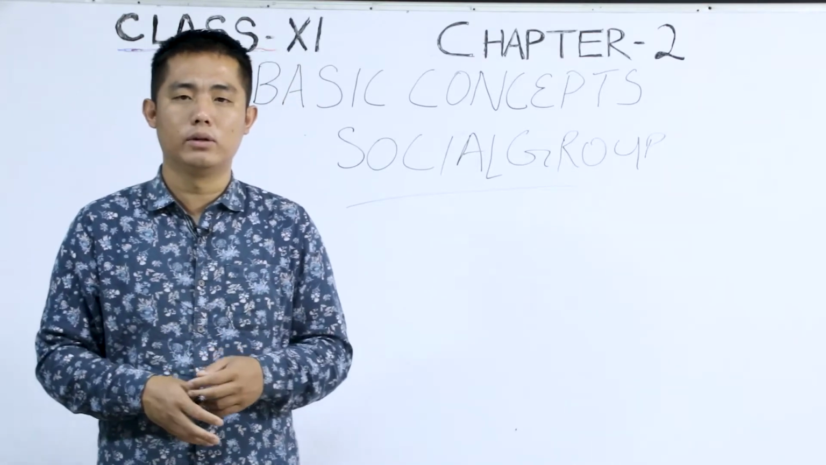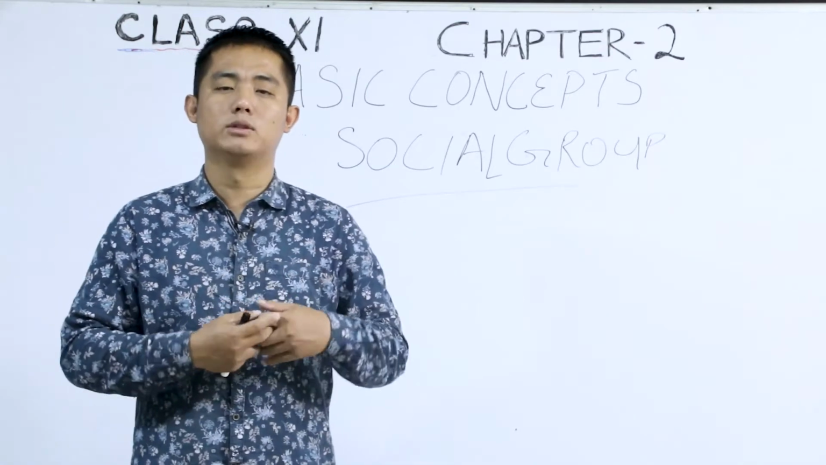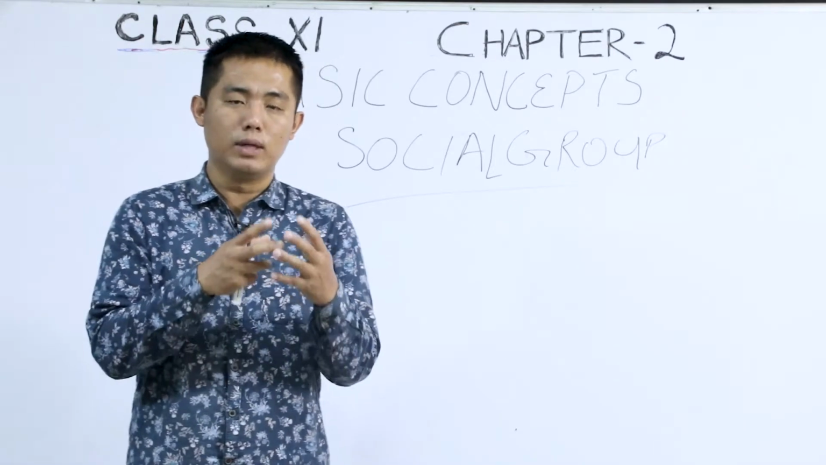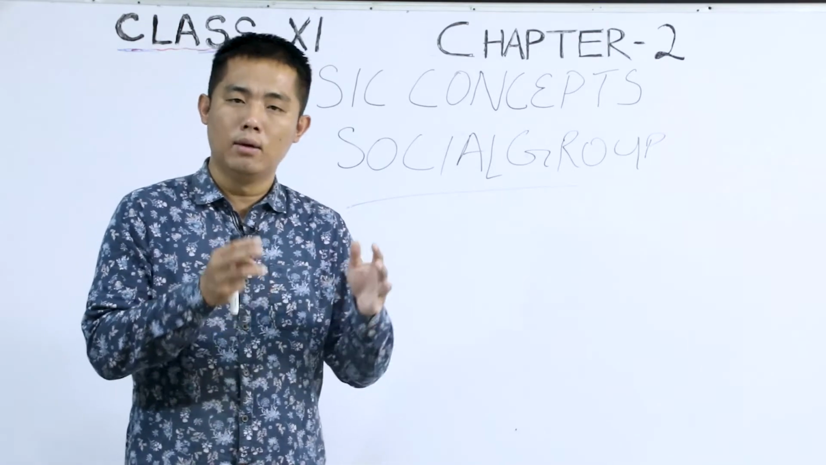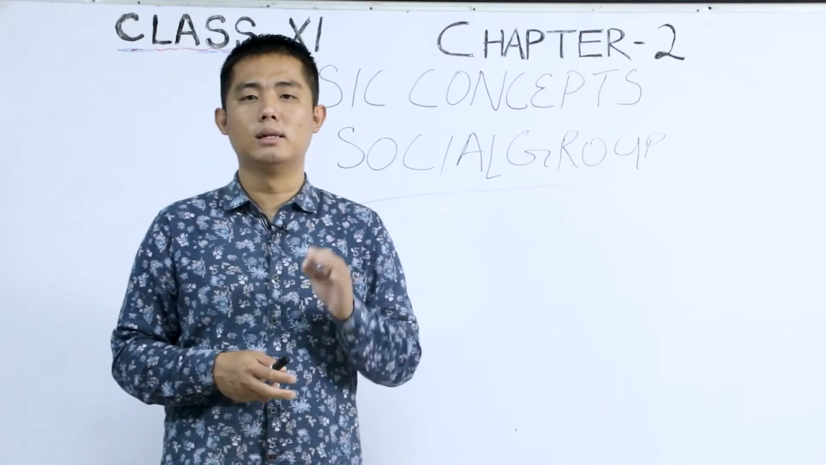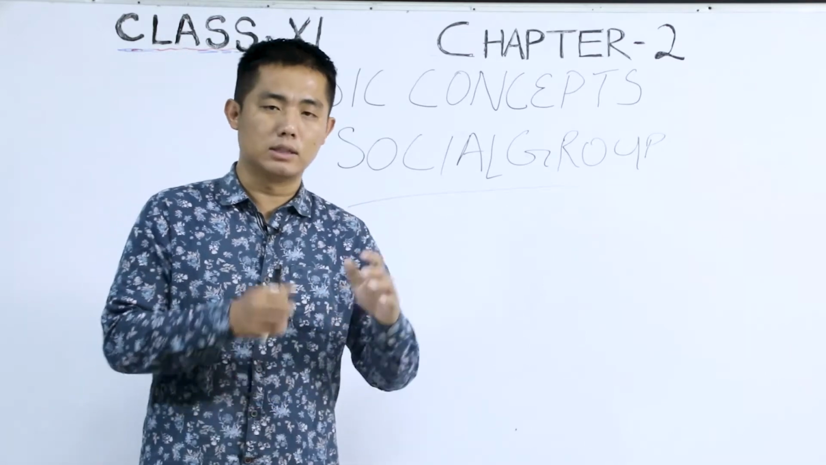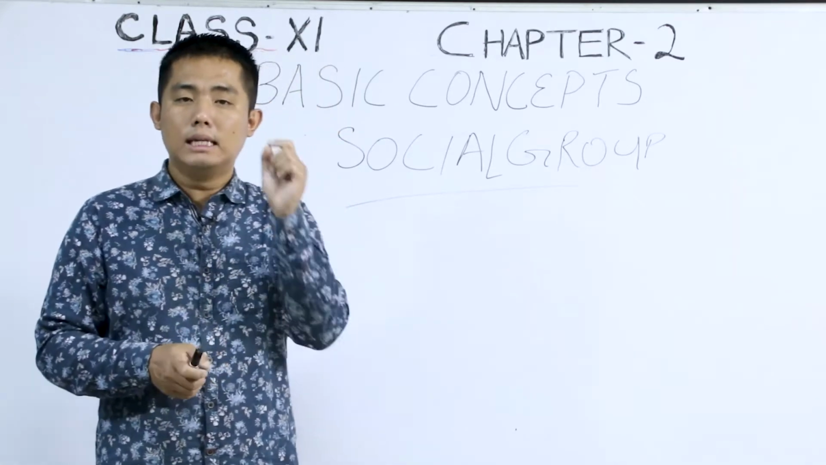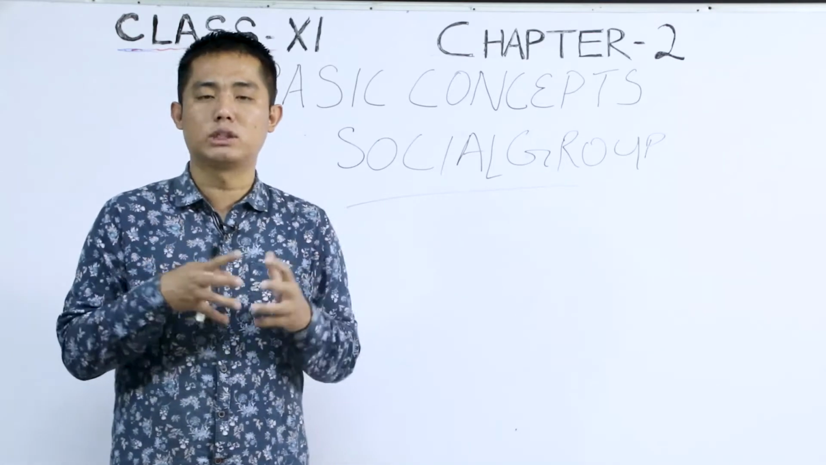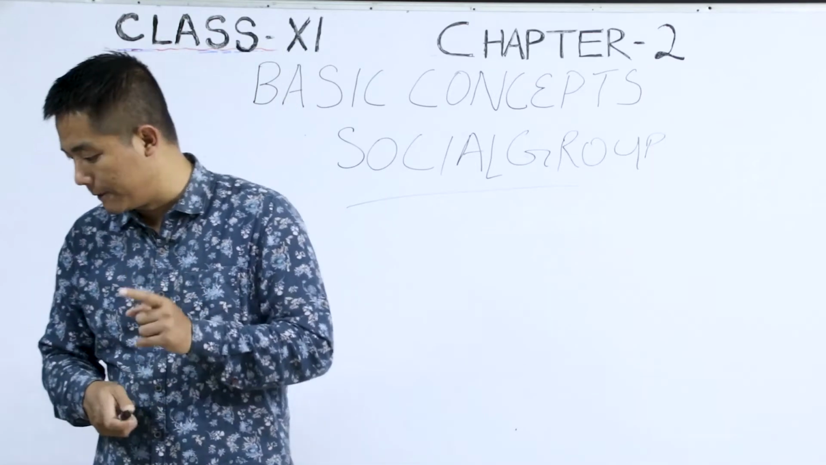Or for example, all the Nagas, almost all of us, look alike. Why? Because we belong to the Mongolian race, right? But since we look alike, it doesn't mean that we belong to the same social group. So what does the term social group mean here? Social group, obviously, is a group of people, but they need to have social relationship among each other, and that is very important here.